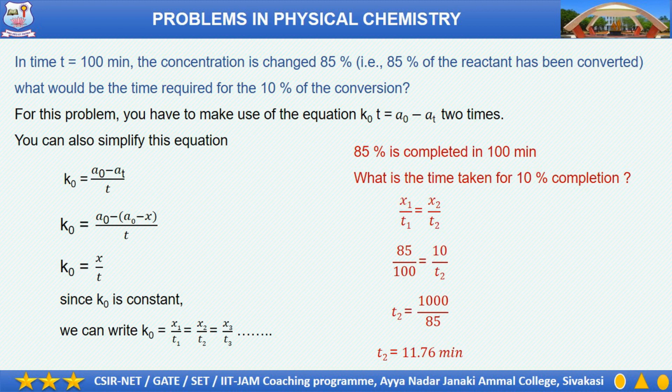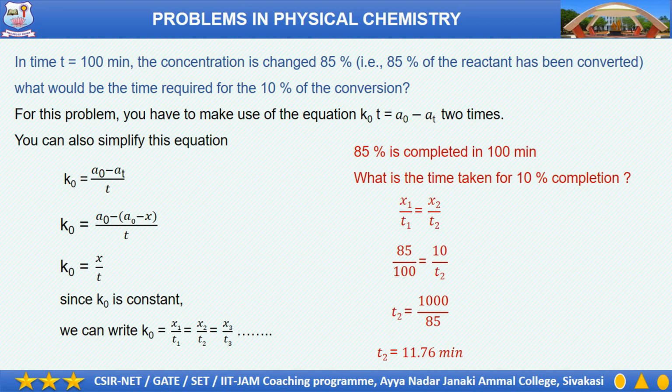When 85% of a reaction is completed in 100 minutes, what is the time taken for 10% completion? For 85%, the amount reacted is X1 and the time taken is T1. You are asked for the concentration X2, what is the time taken? For this reaction also, the K naught is the same. Therefore, we can write K naught equal to X by T, as X1 by T1 equal to X2 by T2 equal to X3 by T3, and so on.